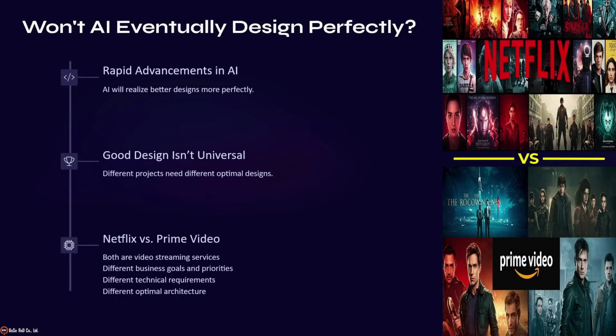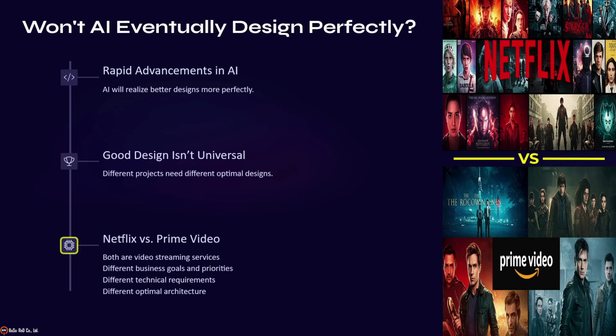Some of you may have this question. As AI gets smarter and smarter, won't AI be able to provide perfect designs someday? This is a very natural question. Since AI is good at generating code, it's natural to expect that it will eventually be able to design perfectly as well. However, the important fact is that good design does not apply equally to all problems. The requirements differ for each project, and accordingly, the optimal design also varies.